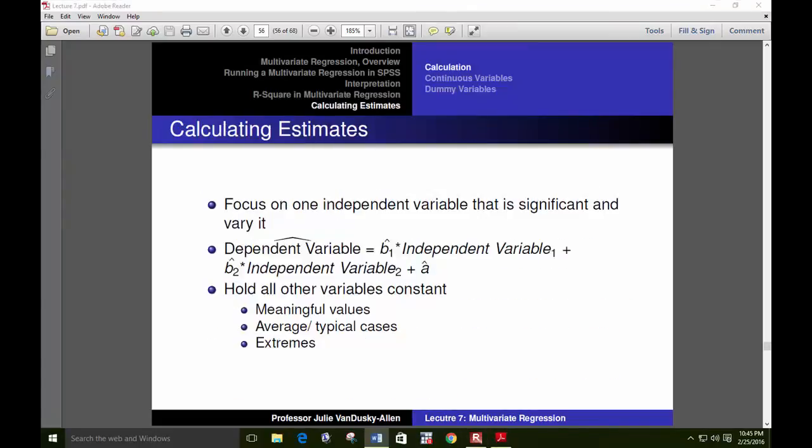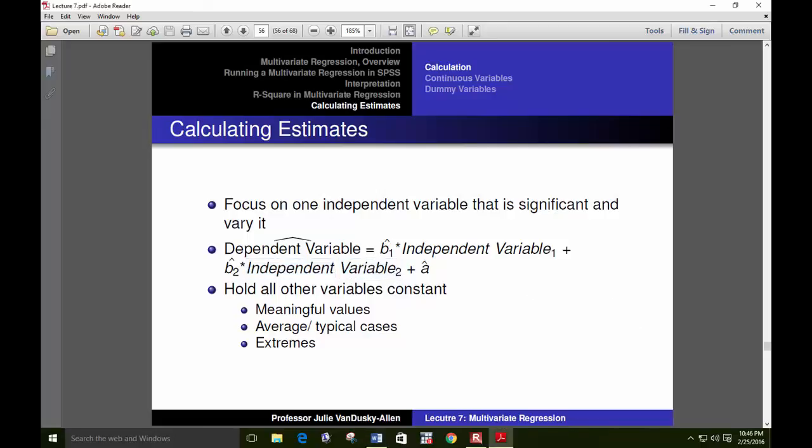Now I'm going to show you how to calculate estimates in multivariate regression. When you calculate estimates, you make predictions of the dependent variable while varying only one independent variable that was significant and holding the other independent variables constant at a specific value. So let's say I wanted to make estimates while varying the first independent variable. Then I would make sure to hold the second independent variable constant at a specific value.